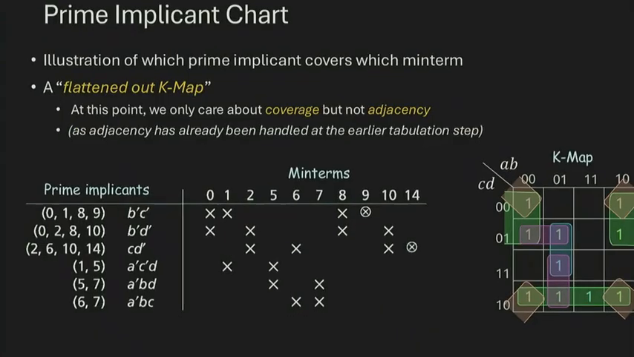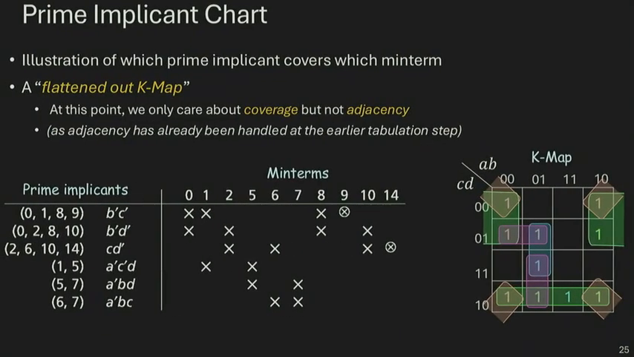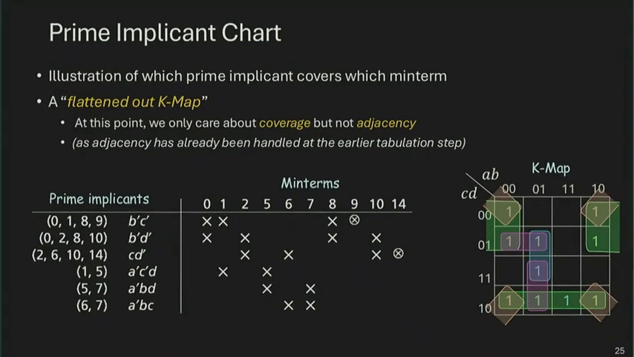So given this table, what do you think we can do with it? Right? How do we find the minimum way to cover all the minterms? Where do we start? We start with essentiality, same as how we deal with K-map.